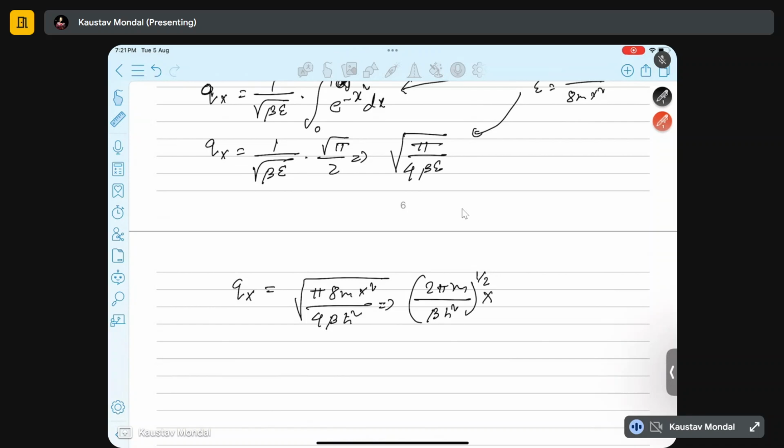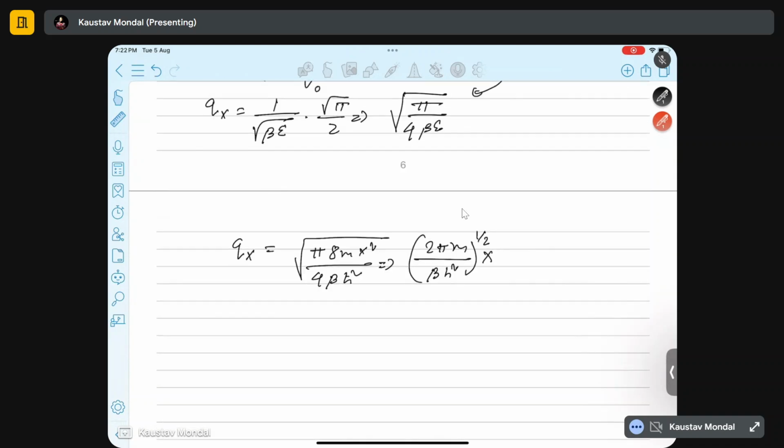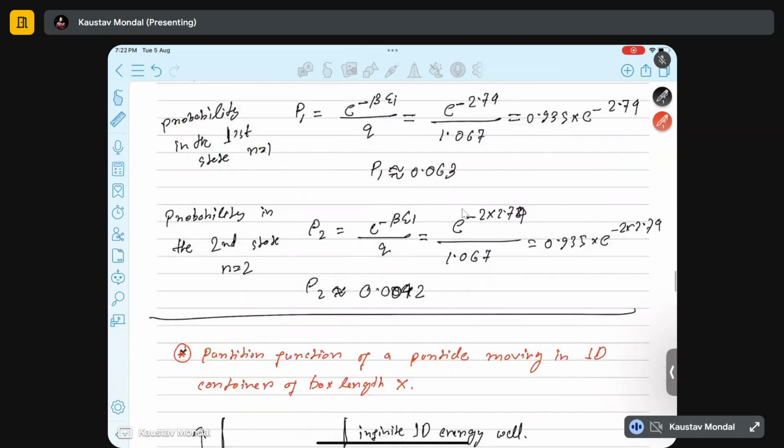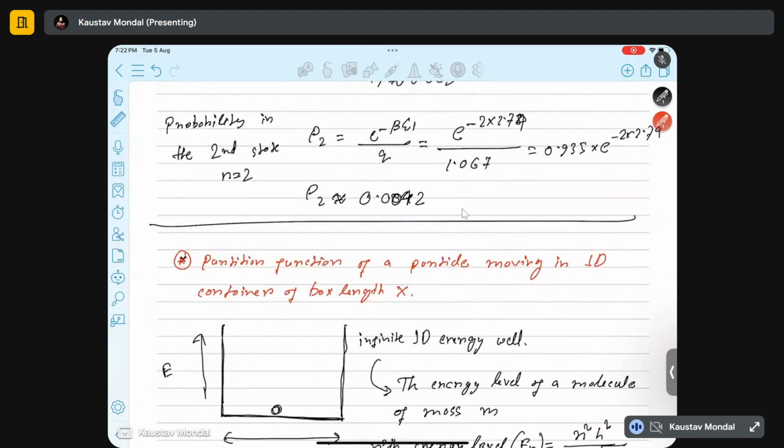So, all of you understood, right? So this is how we get the expression of the partition function of a particle moving in the 1D infinite potential well. Here in this expression, m is the mass, h is the Planck's constant. Okay. Now, this we have done in case of a 1D box, right?